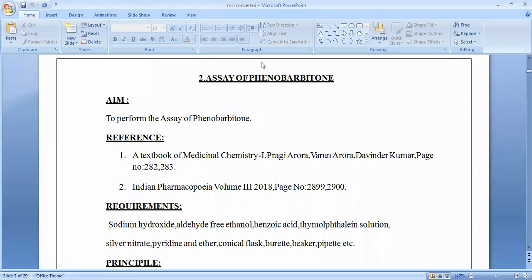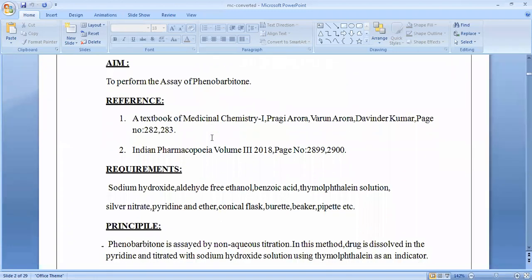Now our next experiment is the assay of phenobarbital. Assay means determination of percentage purity, and through titrimetric analysis we are determining the assay or percentage purity of the drug molecules. We have finished with aspirin. Now we are going to consider the phenobarbital drug molecule, so we are going to perform the assay of phenobarbital.